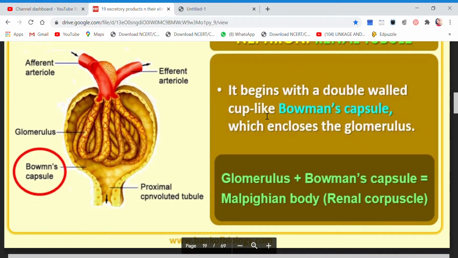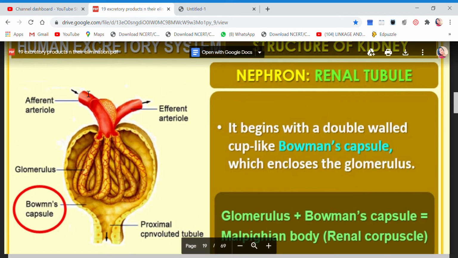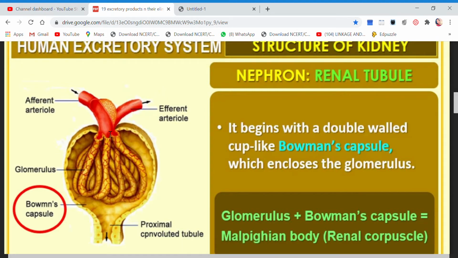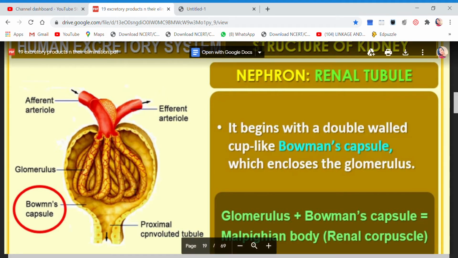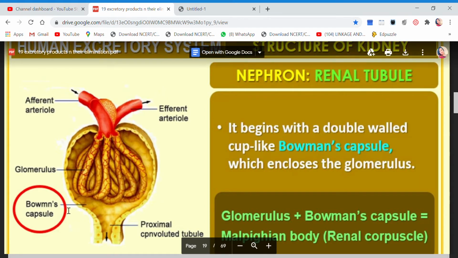Okay, now children, I told you that afferent arteriole will divide and redivide to form a bunch of capillaries called glomerulus. Now this bunch of capillaries or glomerulus are placed in a cup-shaped structure as you see here, and this cup-shaped structure is called Bowman's capsule.